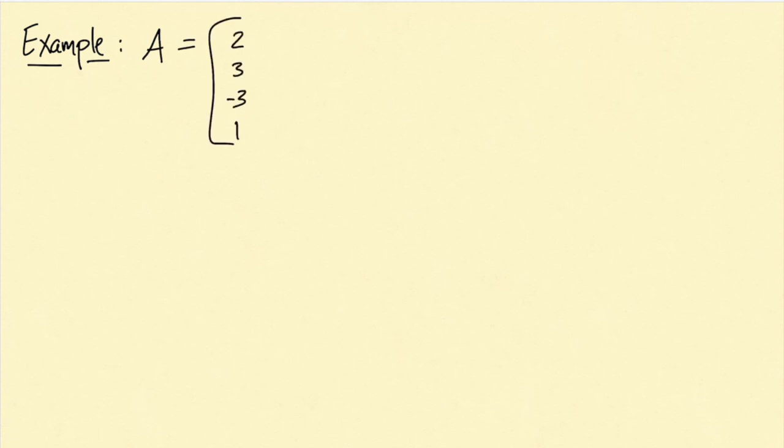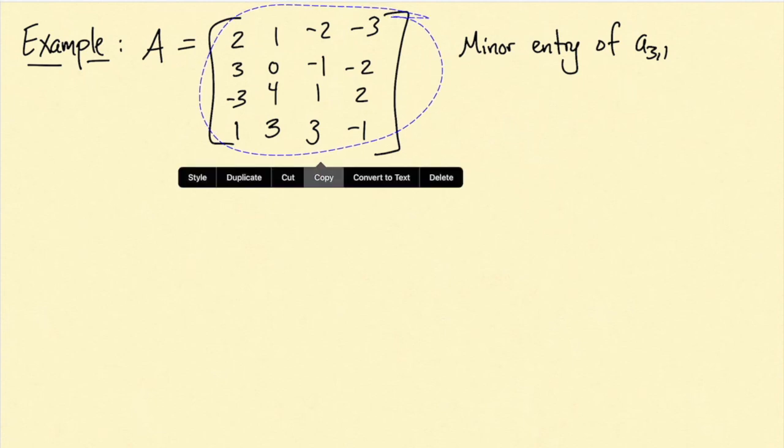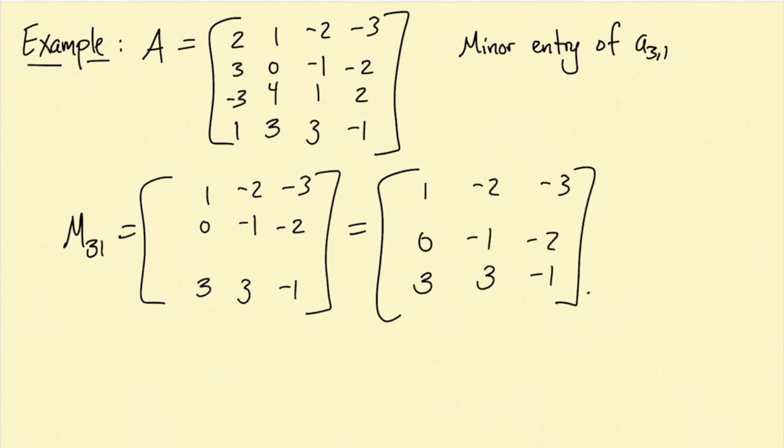For a slightly larger example, we could try a 4 by 4 matrix. If we want to find the minor of the entry A31, we simply need to take our matrix, delete row 3 and column 1.